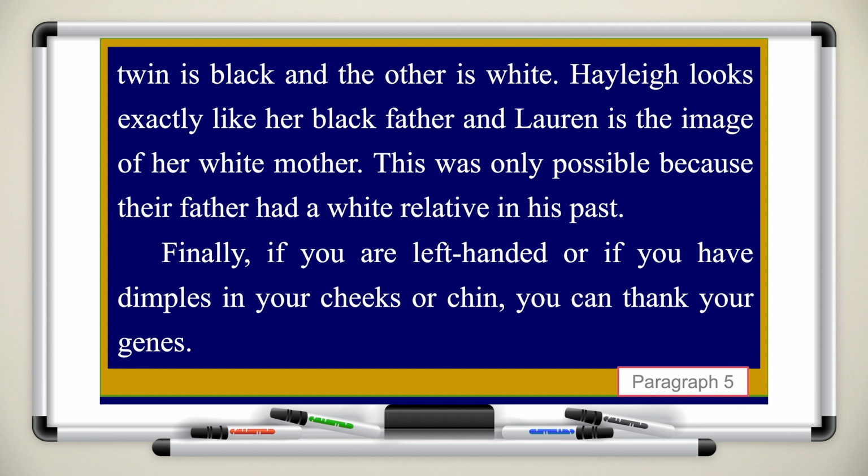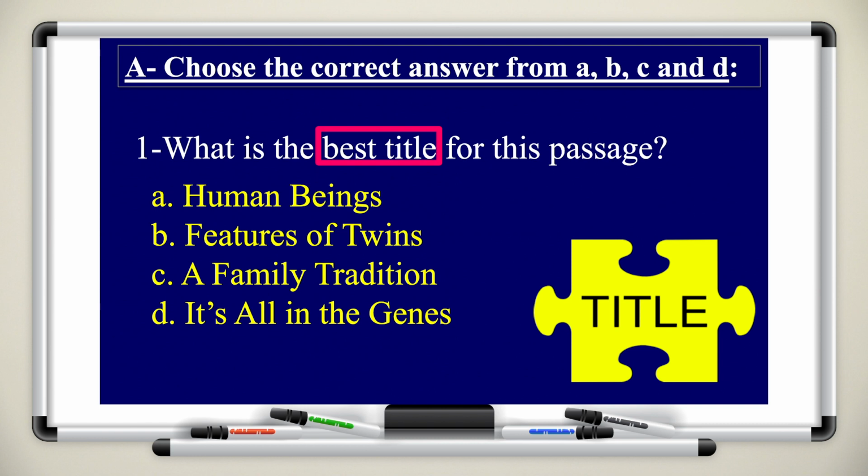Let's go back to the questions and try to find the answers. This was an easy paragraph, wasn't it? Number 1. What is the best title for this passage? Let's take a look at the titles given and figure out the correct one. Human beings, features of twins, a family tradition, it's all in the genes. It was asking for the title for the whole passage. So, the answer would be, it's all in the genes.